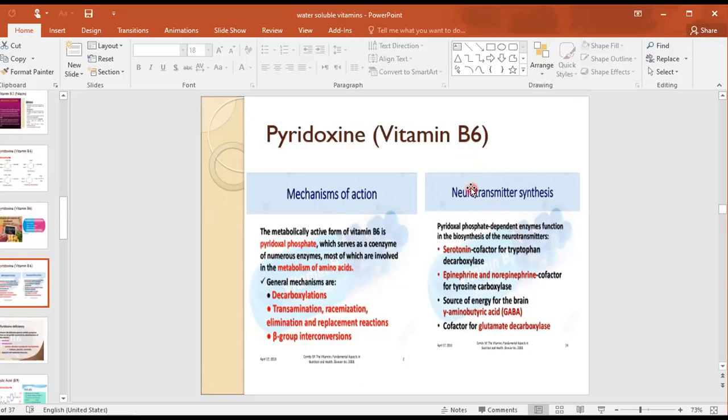Vitamin B6 is very important as a cofactor for the synthesis of GABA from glutamic acid, which is the gamma aminobutyric acid. This GABA is a very important inhibitory neurotransmitter in the brain. Without vitamin B6, we cannot form this inhibitory neurotransmitter and the child will have convulsions.